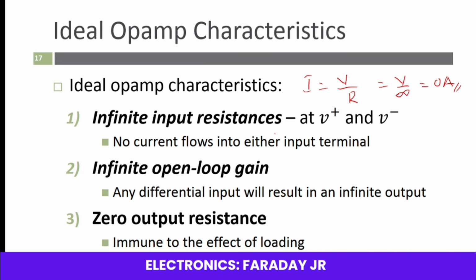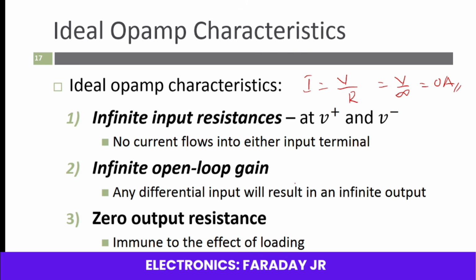Okay. Now, infinite open loop gain, right? So it means that the gain of the amplifier is infinity, right? Any differential input will result in an infinite output. So assuming the input is very small, right? Still at the output you are going to get infinity. That's a characteristic of an ideal op-amp.